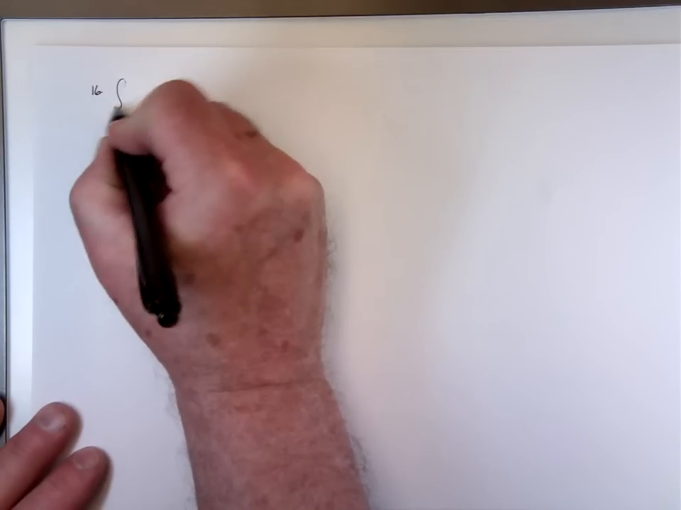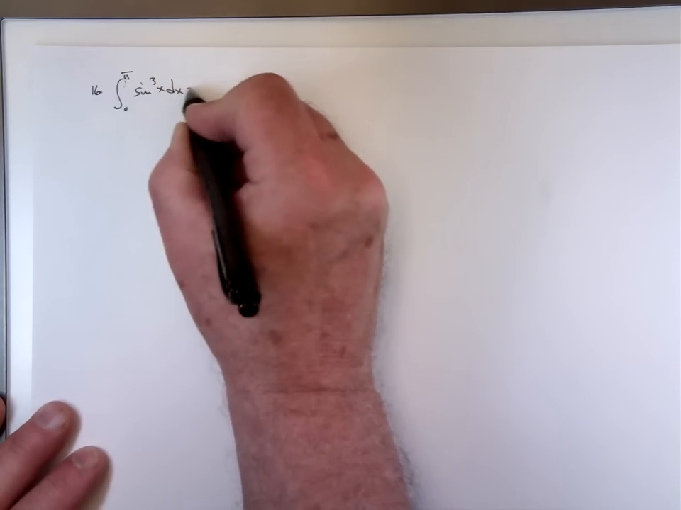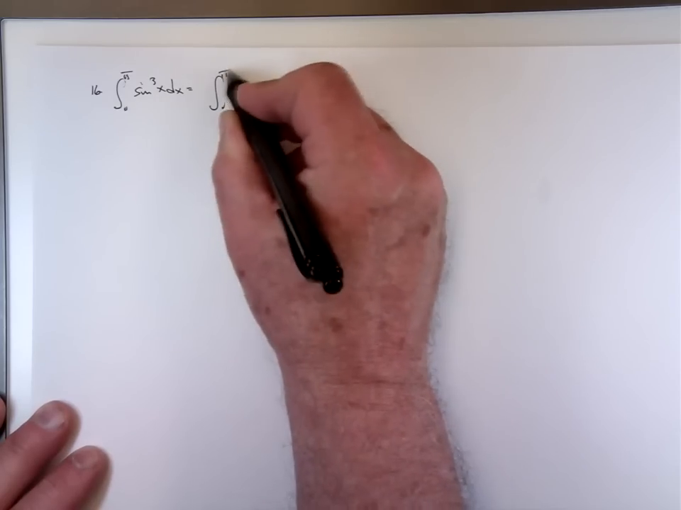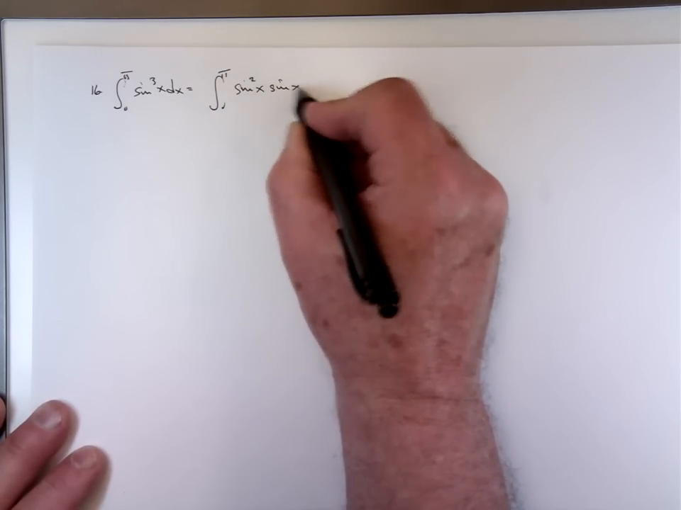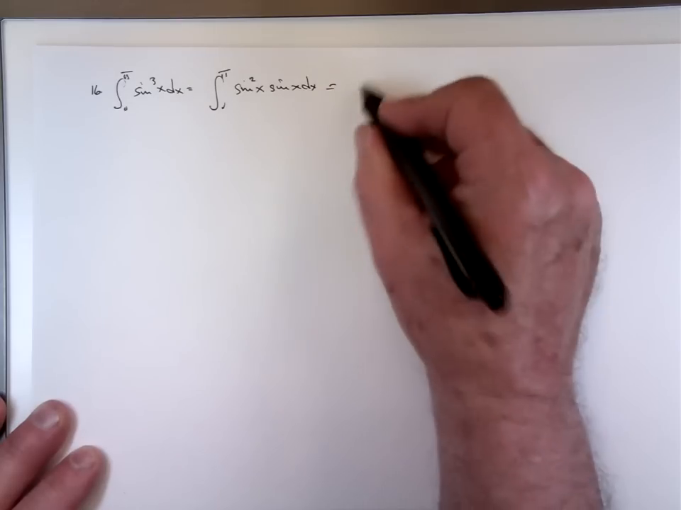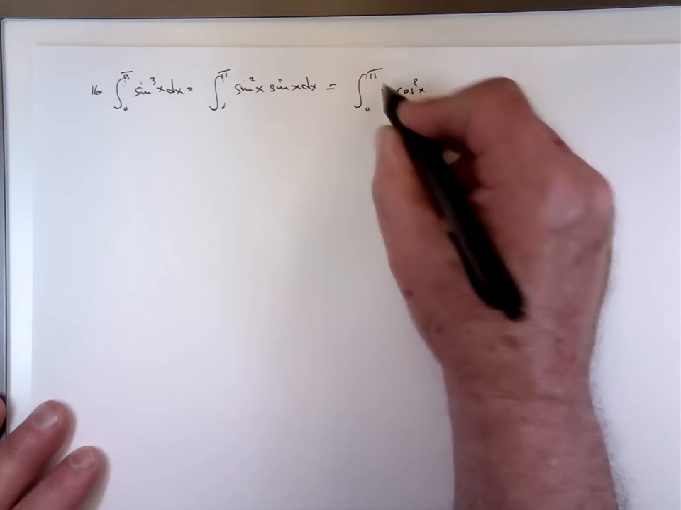All right, 15. Let's go to 16. The integral of sine cubed. The way to do sine cubed is to split off one of those sines, leaving sine squared behind. Why do such a thing? Because you can convert those sine squareds to 1 minus cosine squared.